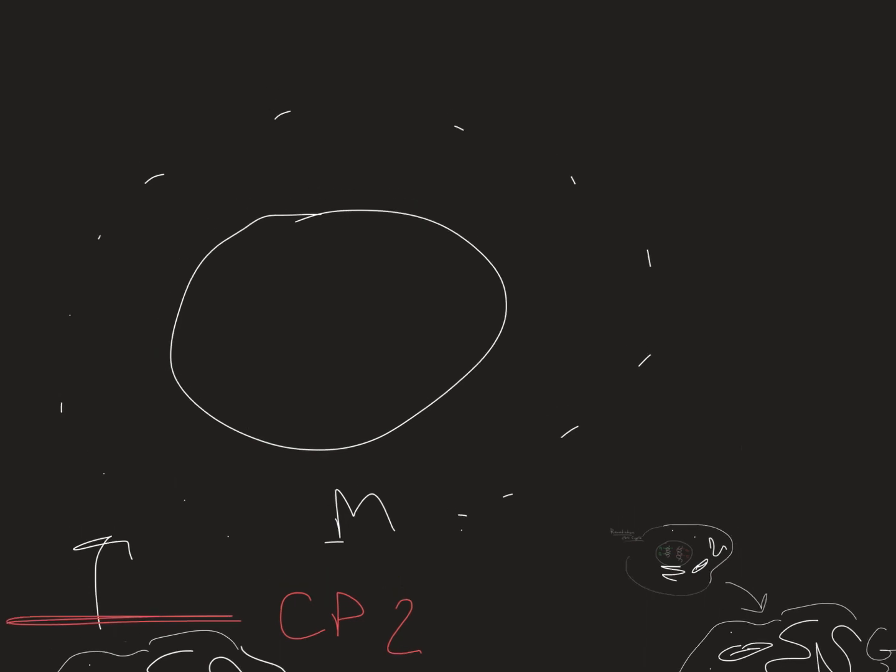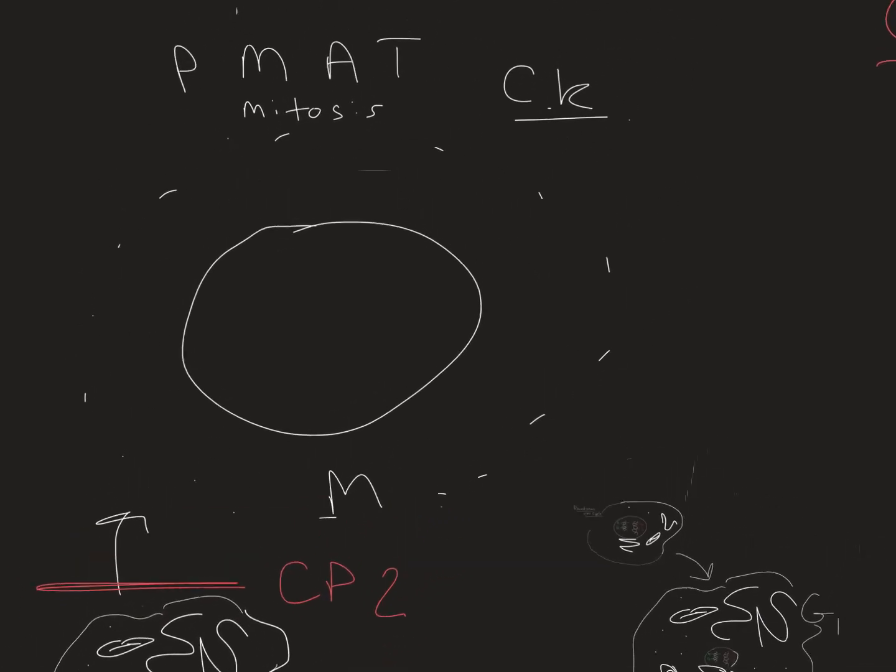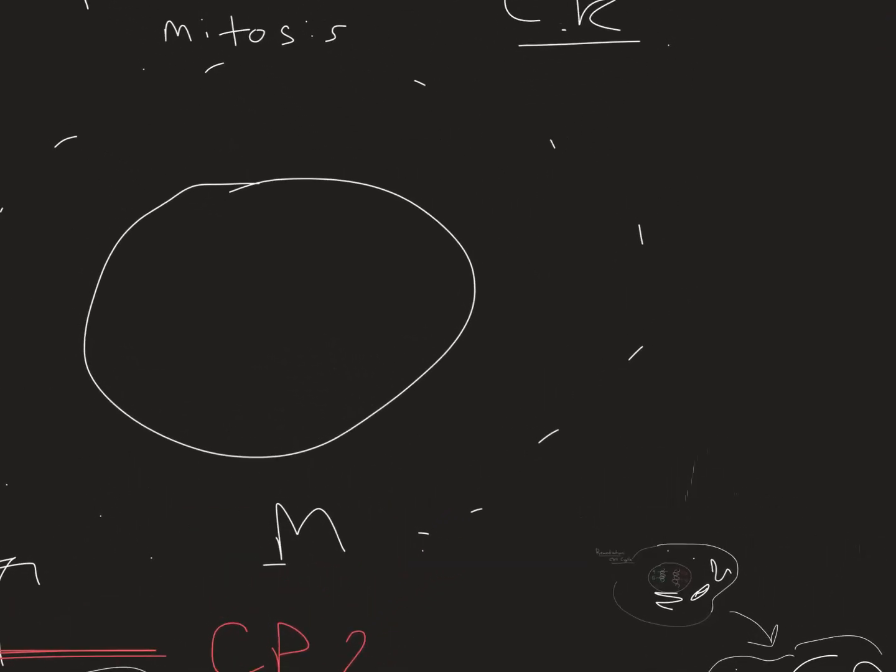Now we're going to go through the 4 phases. We've got prophase, metaphase, anaphase, and telophase. And this is mitosis. Right after mitosis, you have cytokinesis. I'll just put C.